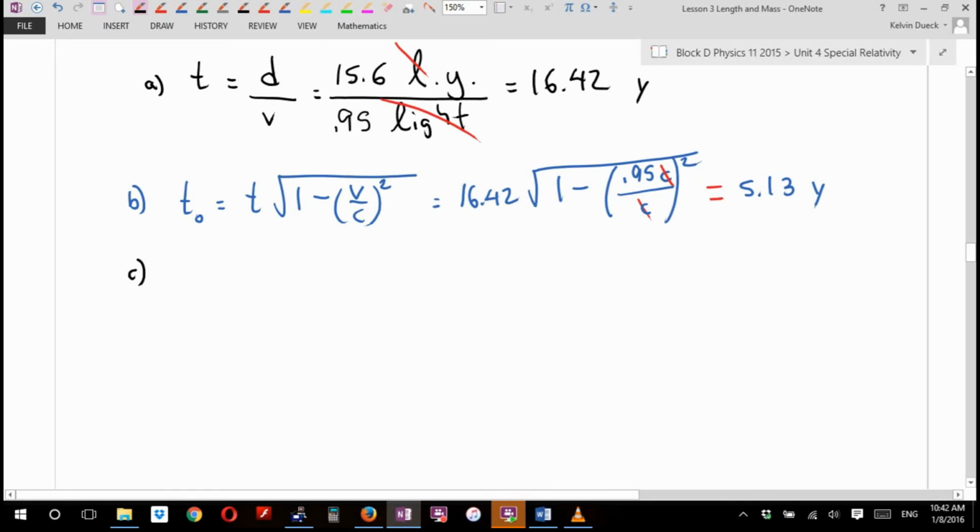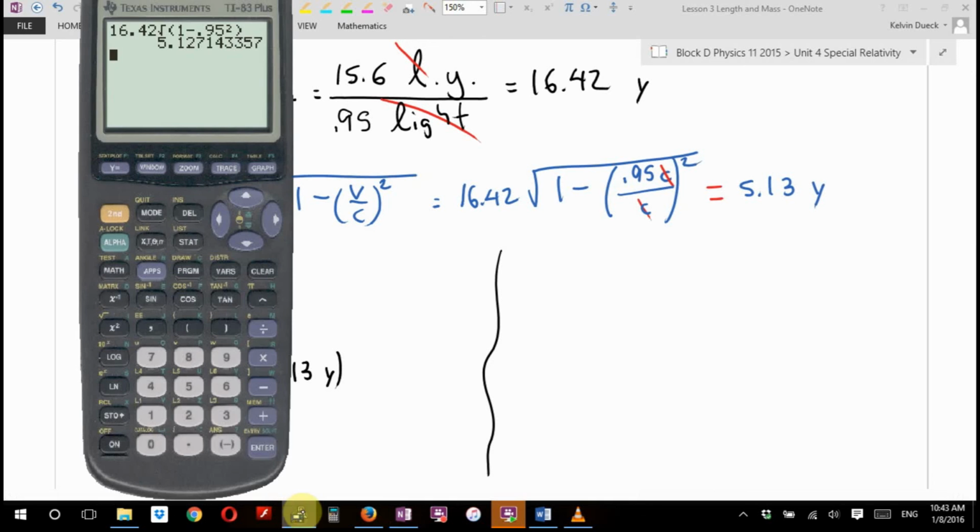For part C, I'd like you to draw a little line down the middle of your page. Yesterday, we found the distance by going like this. Distance equals speed times time. Which time? The time on the spaceship. And so we found the distance by going 0.95 c times 5.13 years. But then I said if you ignore the c, that'll give you an answer in light years.